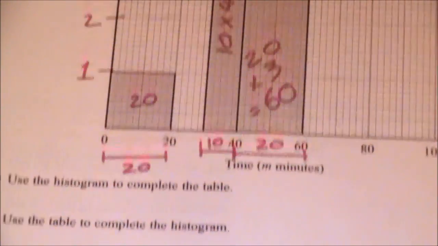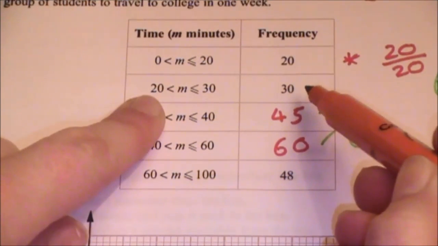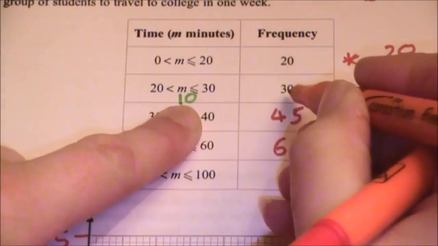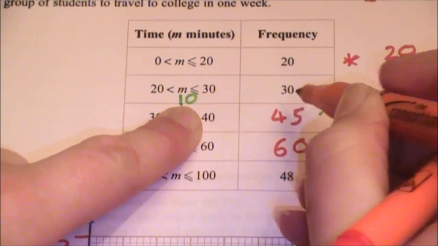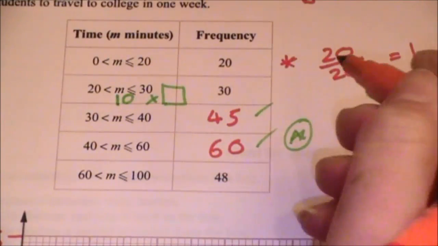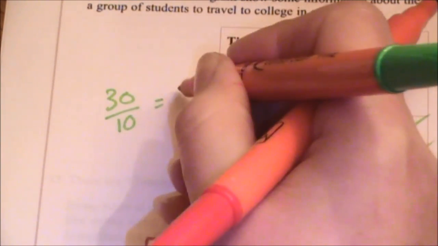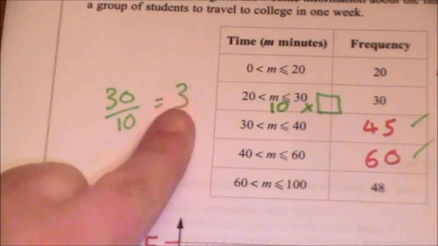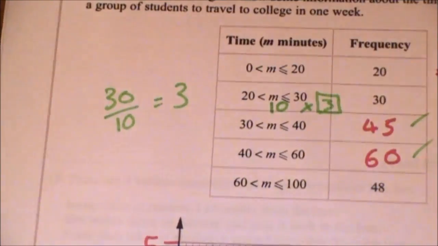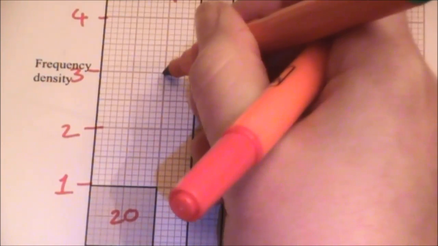Now for part B, we need to draw the histogram bars in, and we need to draw it for this one first, 20 to 30. So let's look. This one has a width of 10 and it's got an area of 30. So I need to ask myself, 10 times by what is 30? The mathematical method would be the frequency of 30 divided by the width of 10 is going to give me a frequency density of 3. So that bar goes up to 3. So it's 10 wide because it goes from 20 to 30 and it goes up to 3.